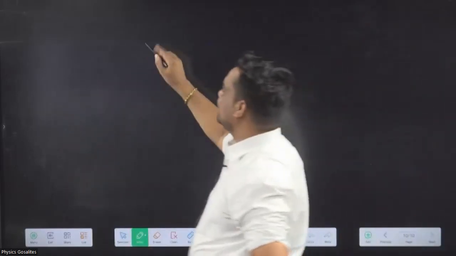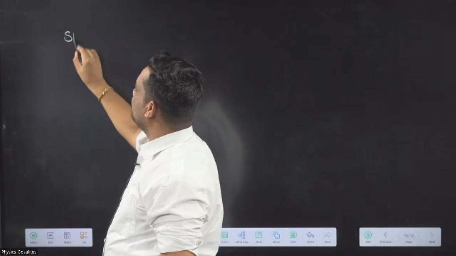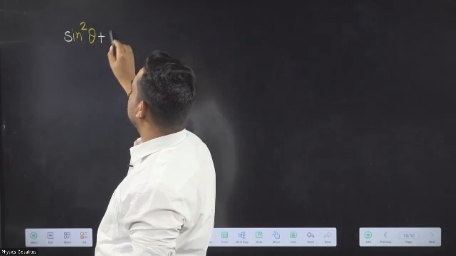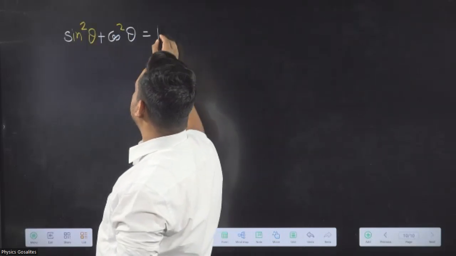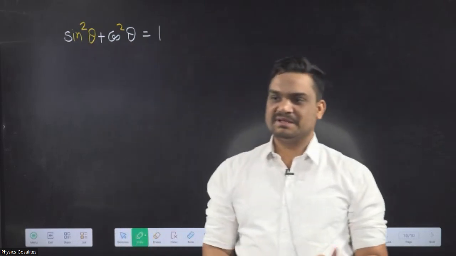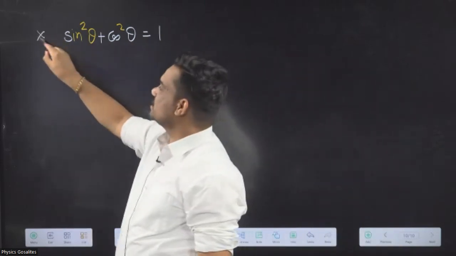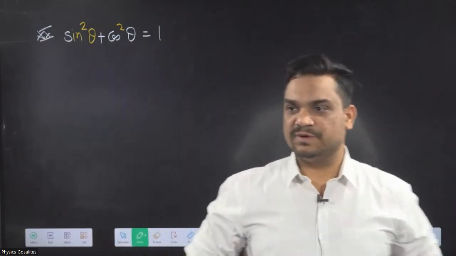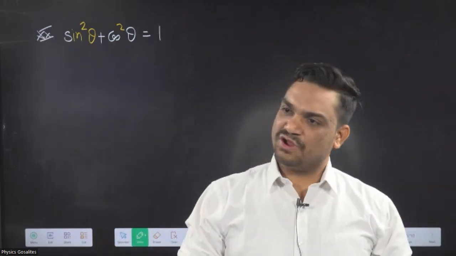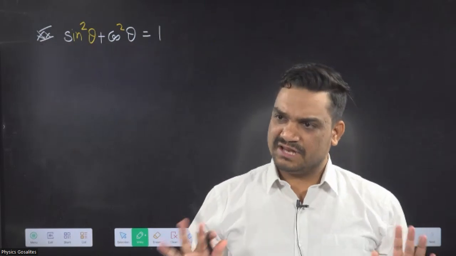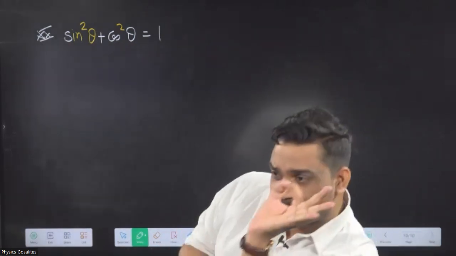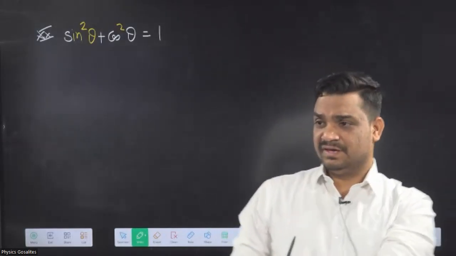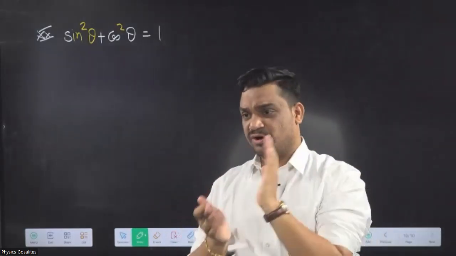Now we can write here. I am writing one formula here. Sin square theta plus cos square theta equal to how much? 1. Can we remember this? Sin square plus cos square equal to 1. Valid for all the angles, right? Is this valid for all angles or only for one particular angle? What do you say? For all. Yes. Okay.